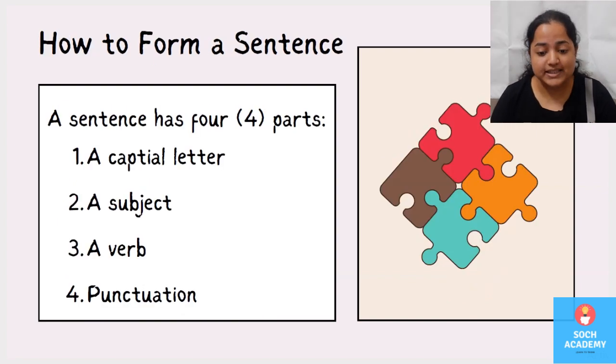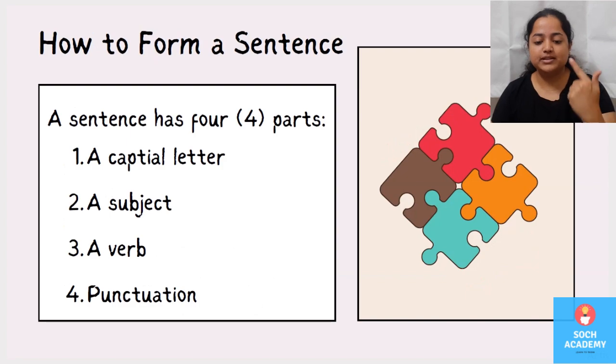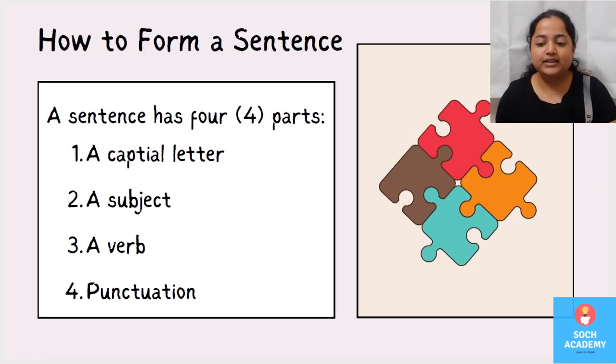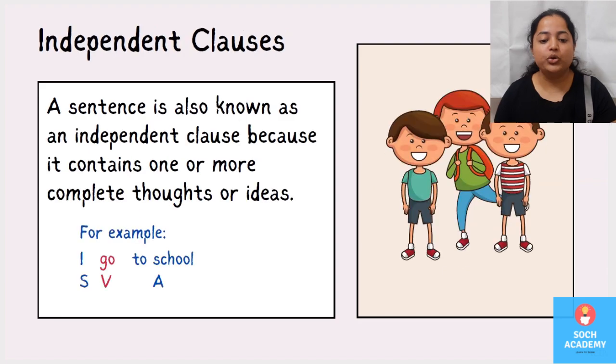How to form a sentence. A sentence has four major parts: a capital letter, subject, verb, and punctuation. Now let us have a look at independent clauses. A sentence is also known as an independent clause because it contains one or more complete thoughts or ideas. For example, I go to school. In this sentence, the subject is I, verb is go, and to school is adverbial. The elements of a sentence are subject, verb, object, complement, and adverbial.